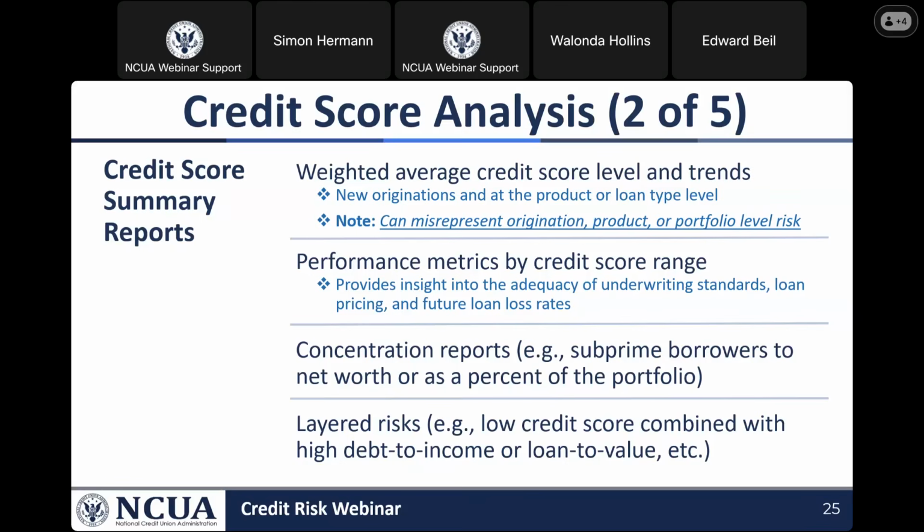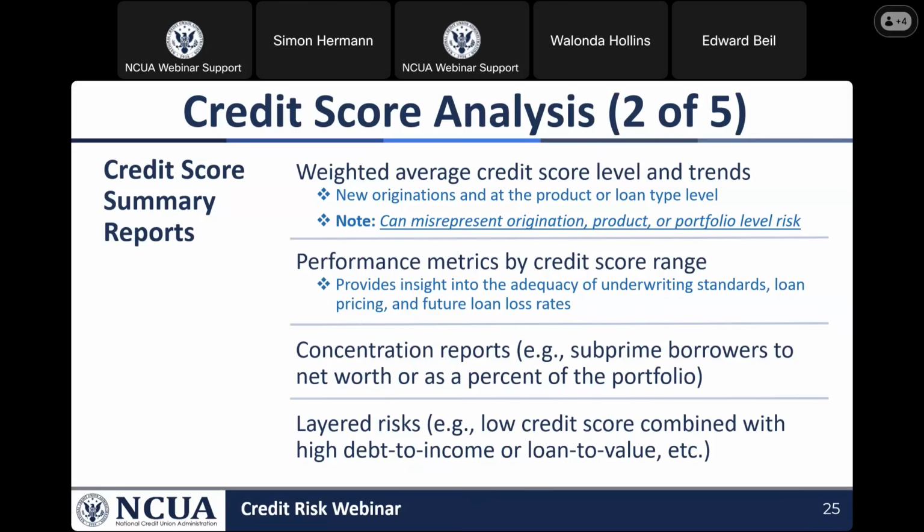Weighted average credit score reports are very easy to read and can show high-level credit risk trends. However, these reports can also misrepresent credit risk, so they shouldn't be relied on in a vacuum. As discussed on the prior slide, while credit scores are a linear scale, the risk associated across credit score ranges is not necessarily linear. For example, the average credit score for a portfolio might be 720, even though the default rate across the portfolio could be higher than would be expected for borrowers with a 720 credit score. This happens when there is a wide range of credit scores across the portfolio.